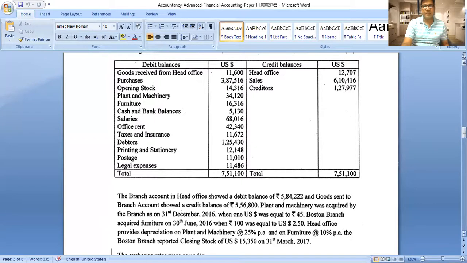Plant and machinery was acquired by the branch on 31st December 2016 when 1 US dollar was equal to rupees 45. The Boston branch acquired the furniture on 30th June 2016 when 100 rupees was equal to 2.50 US dollars. Head office provides depreciation on plant and machinery at the rate of 25% per annum and on furniture at the rate of 10% per annum. The Boston branch reported a closing stock of 15,350 US dollars on 31st March 2017.